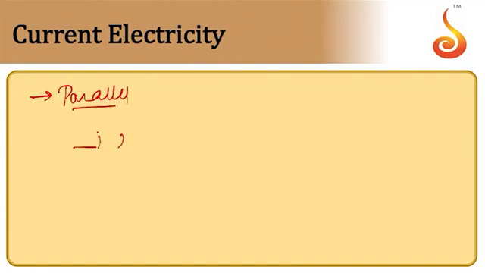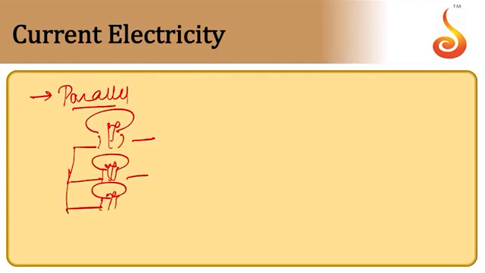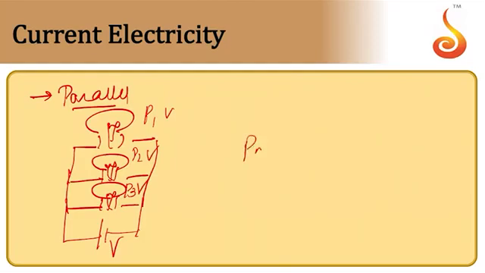You know, this is the preferred connection in domestic usage. This is the second bulb, here is the third bulb, and so on. They are all connected in parallel across a source. Let's assume that this is V. P1, P2 and P3 are their powers. They are designed to operate at value V. Then the net power dissipated is given by P1 plus P2 plus P3.